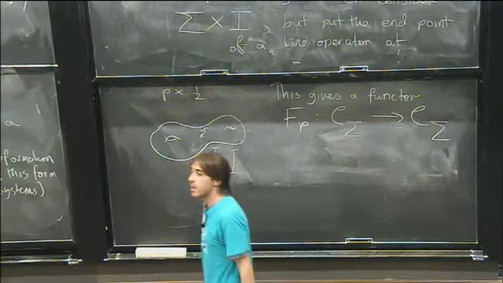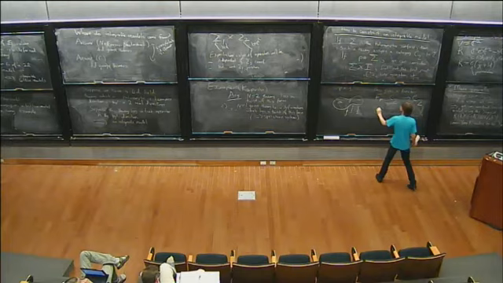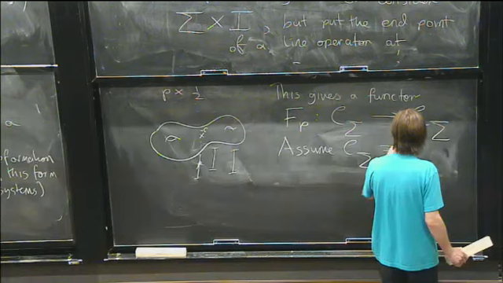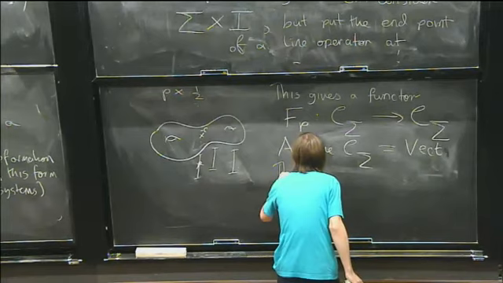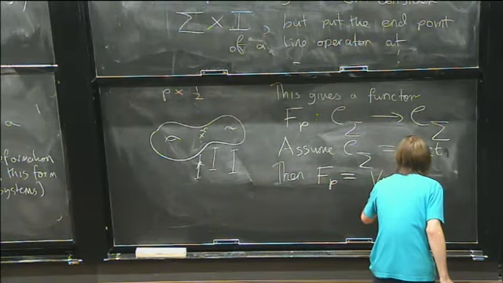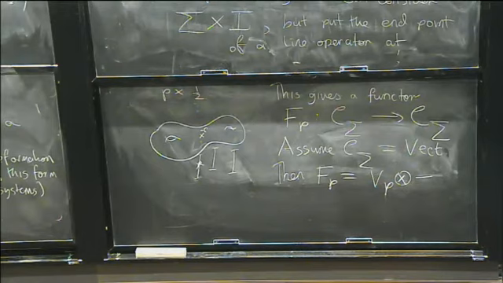Running low on time. So let's assume that this category is just vector spaces. Then F_P is going to be tensoring with some vector space V_P. Okay, and this V will be the same V that we discussed a few minutes ago in our discussion of what an integrable model is. Okay.